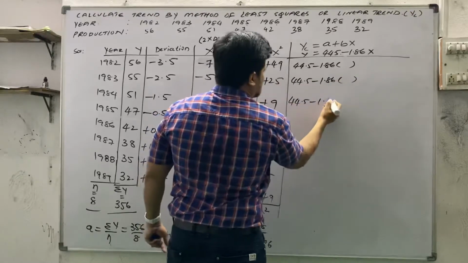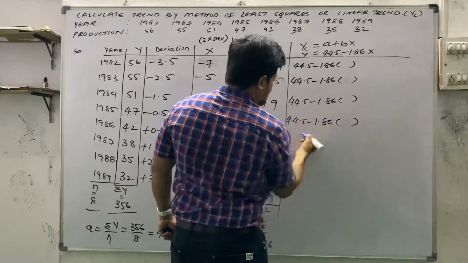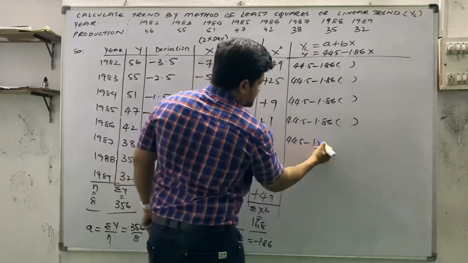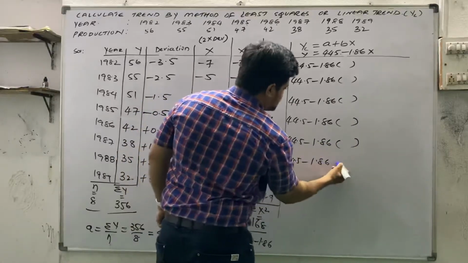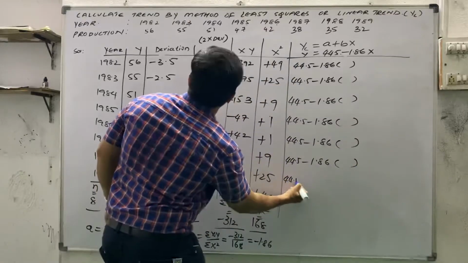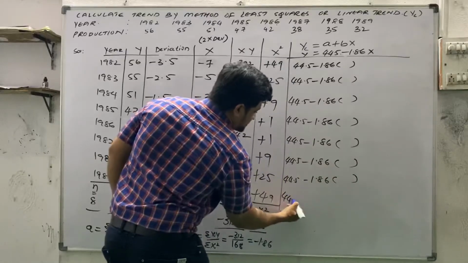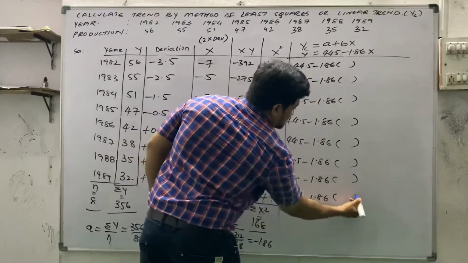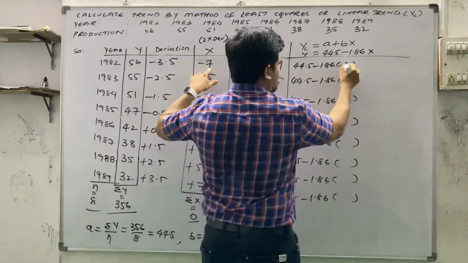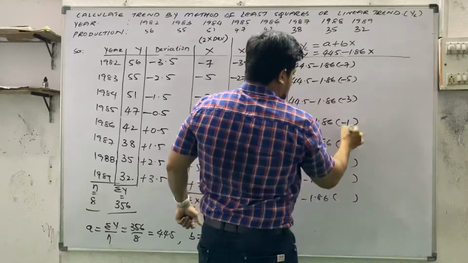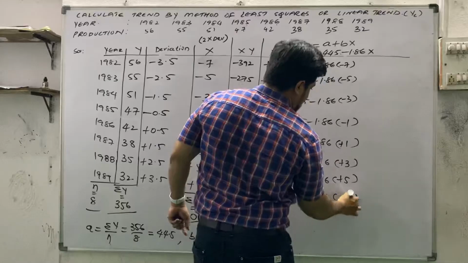So from where we have to take these x values? We have the x values given to us, deviation into 2. See, first column is y, second column is deviation, third column is x. So we have to take x values from that column. Whatever equation we got, we are substituting the years there: minus 7, minus 5, minus 1, 1, 3, 5 and 7.